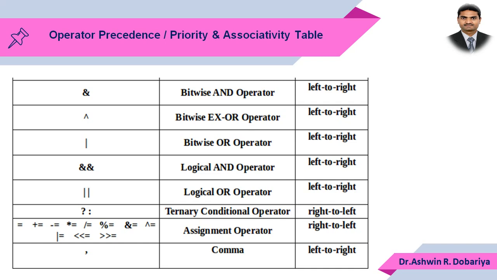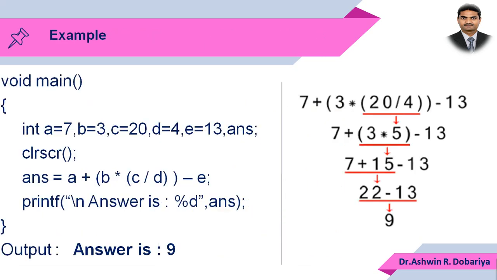So in this video we have discussed two important points. One is priority, which is required whenever an expression contains many different types of operators. The other is associativity, which arrives when operators have equal priority, to decide from which direction the execution will happen. So this is the concept, and let's discuss one example.